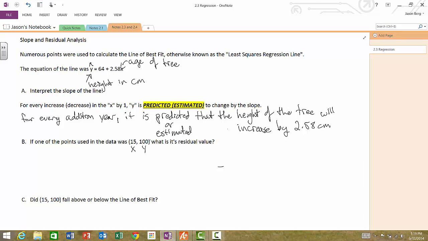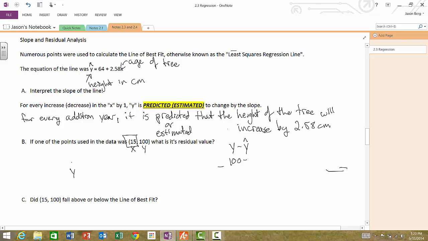Now the residual, we said it's the actual minus the predicted. So it's y minus y hat is the residual. And right now we know the y. Okay, we know the y is 100, but we don't know the y hat. Well, in order to get the y hat, we have to put x into our model, into our regression equation.